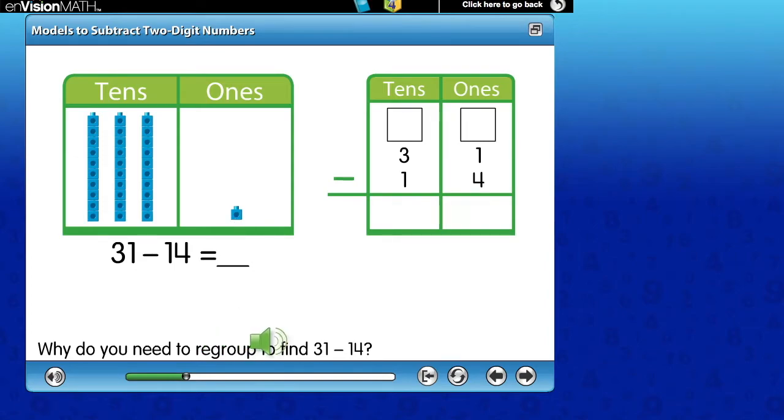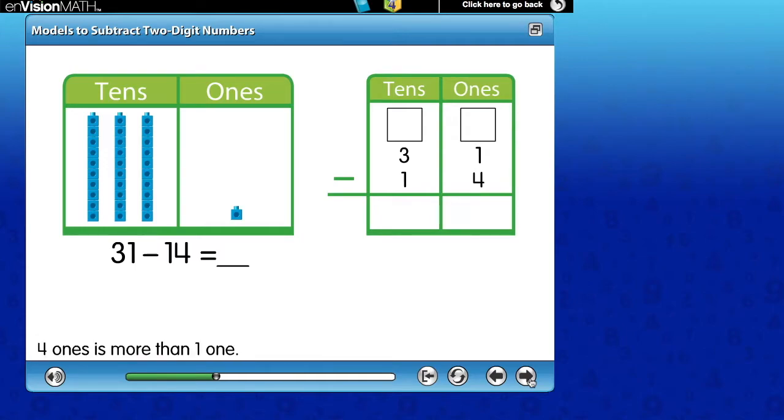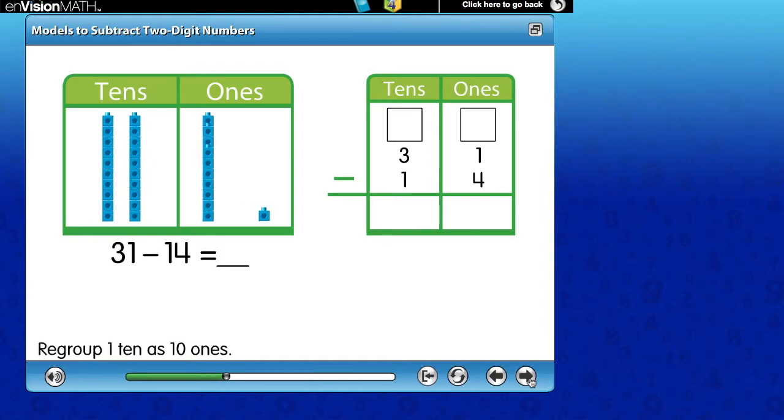So we have to regroup our tens into our ones place. You need to regroup because there are not enough ones to subtract. 4 ones is more than 1 one. Like I said, you can't take away more than what you already have. Regroup 1 ten as 10 ones. So what they did is they took away one 10 rod and broke it up into 10 ones.